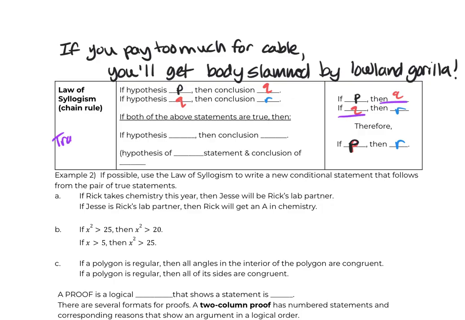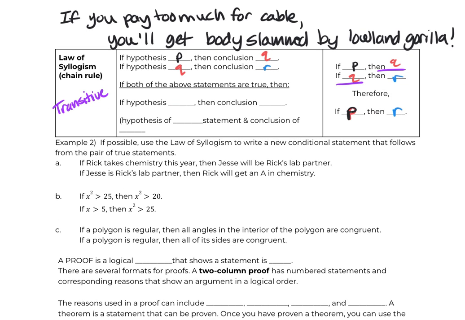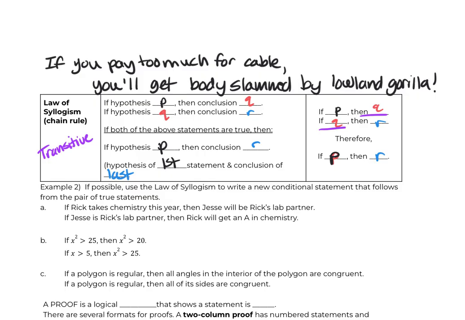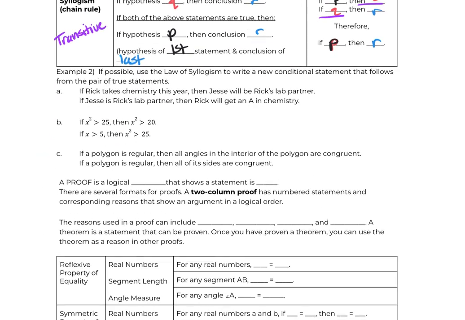This is also called the transitive property. That's what it's closely related to. So if the hypothesis P is true, then eventually the conclusion R is true. So it's the hypothesis of the first statement and the conclusion of the last. Kind of just gets rid of the middle. All right. So if you haven't yet, go ahead and watch that lowland gorilla commercial. It's pretty great. And see how they eliminate the middle to finally get this: if you pay too much for cable, you'll get body slammed by a lowland gorilla.